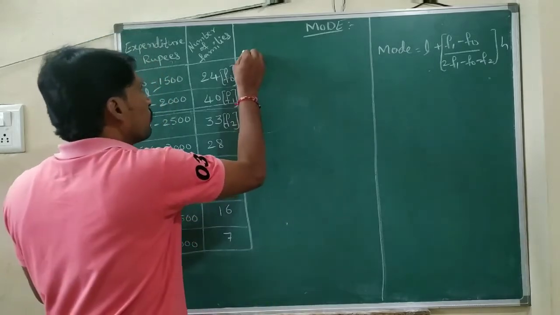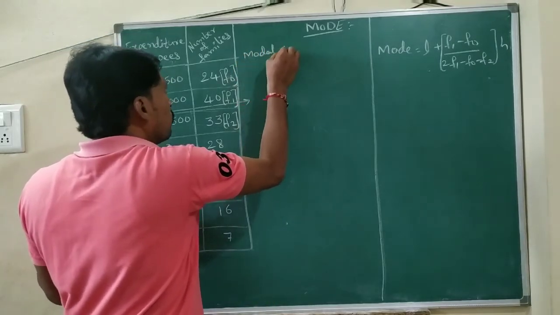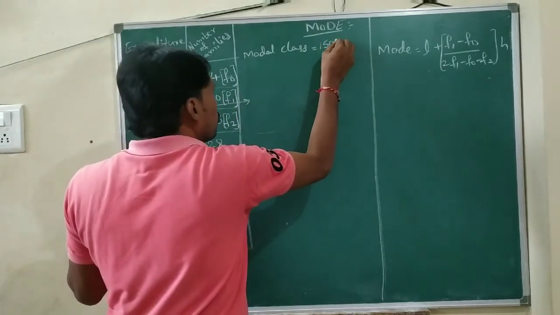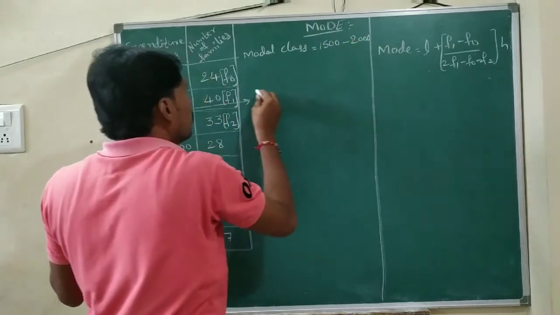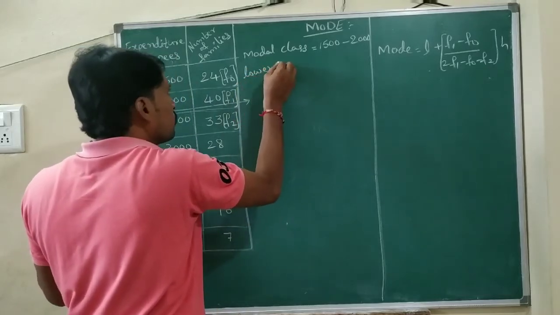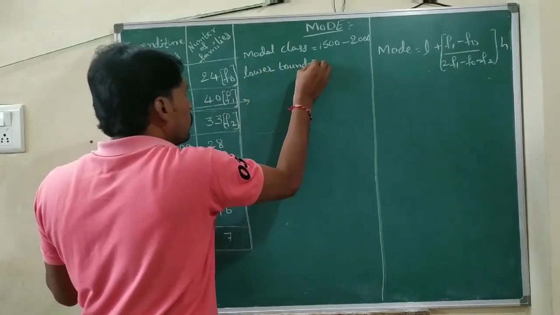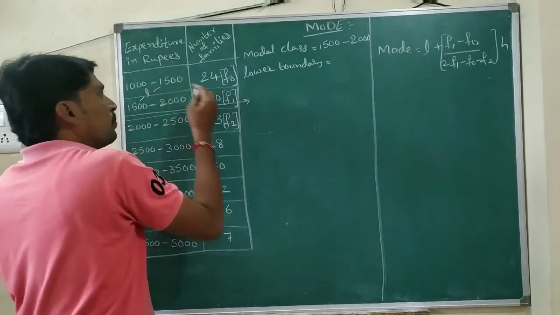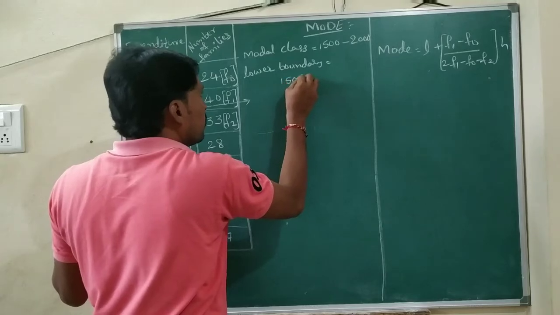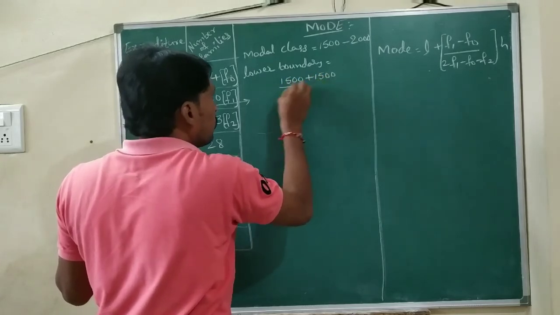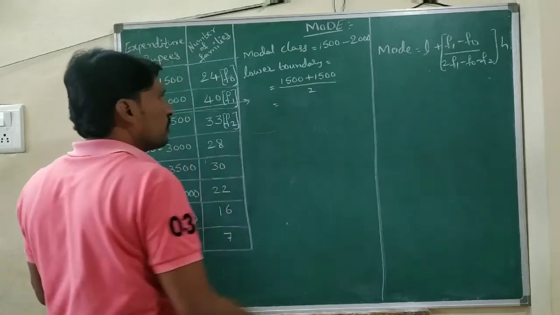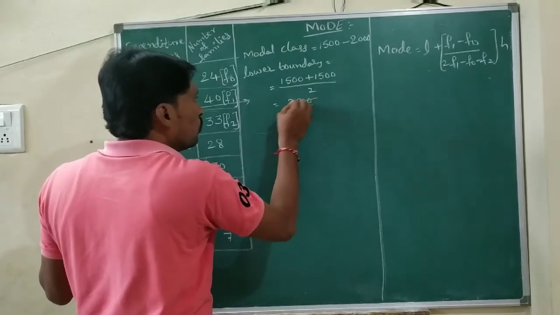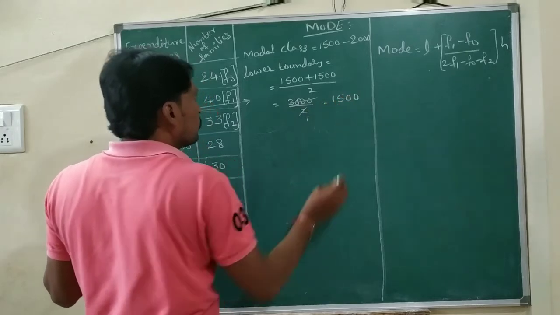Now you can write it. Modal class is 1500 to 2000. Next, lower boundary equals: the modal class lower limit and the preceding class upper limit, that is 1500 plus 1500 by 2, that average we are taking. 1500 plus 1500 is 3000. 3000 by 2 is 1500.